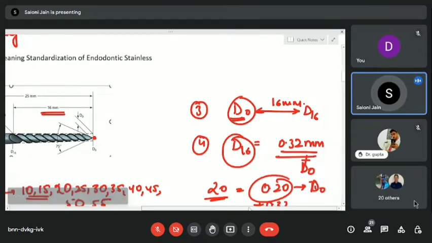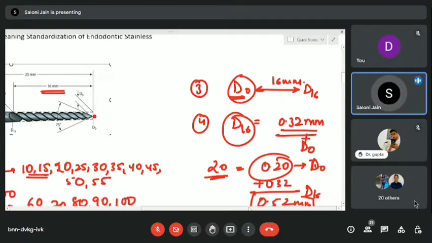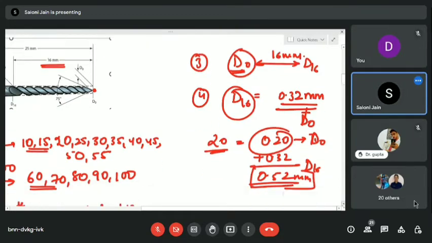Also, now because we have talked of tip diameter, there's going to be a diameter at D16 also, which is going to be 0.32 added to D0, the tip diameter. So anything which is at the tip, you need to add 0.32 mm to the diameter. So that is the diameter at D16.